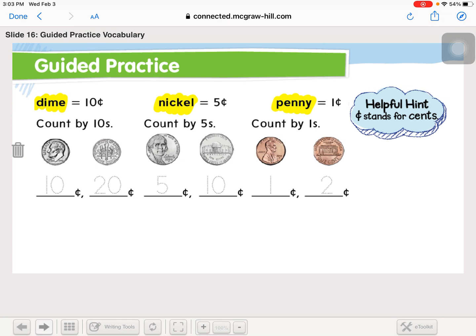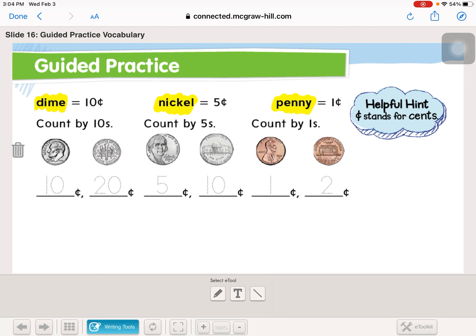Okay, so we are going to practice counting cents. When we have dimes, we count by tens because it's worth 10 cents. When you have a nickel, it's worth 5 cents, so you're going to count by fives. And when you have a penny, it's worth 1 cent, and you're going to count by ones.